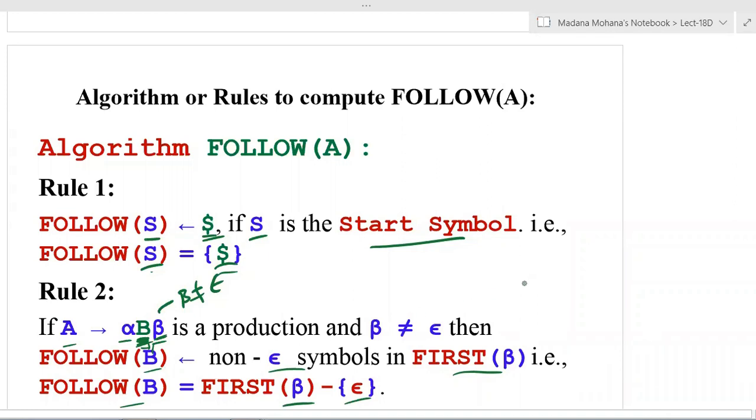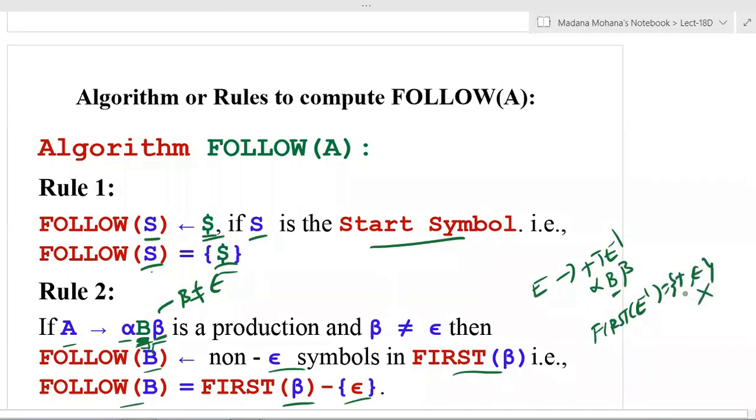For example, here in the given grammar, let us see E derives plus T dash. Now let us assume this is alpha B beta. Now here B is the variable T. Now beta is E dash. Therefore, first of E dash equal to, from the previous example, plus comma null.